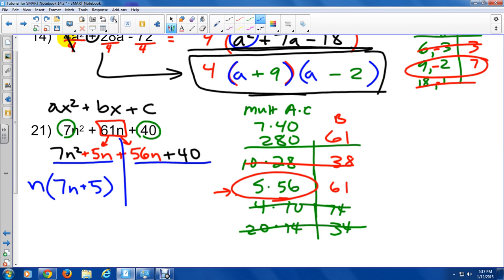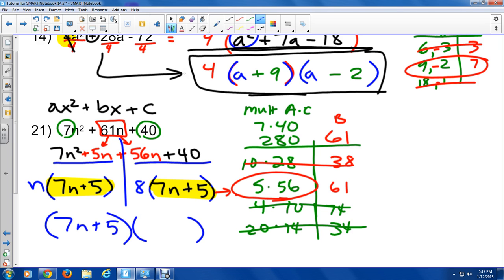Factor this. I'm going to pull out, not an n this time, I'm going to pull out an 8, I believe, is the biggest one, but let's check. 8 times 7 gives me 56. I need an n with it, and 40 divided by 8 is 5. Okay? Notice, parentheses should match. If they didn't, you did something wrong. 7n plus 5, 7n plus 5. That becomes one of my factors, that matching parentheses.